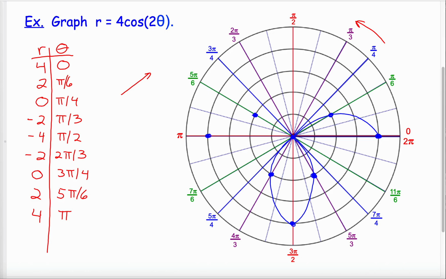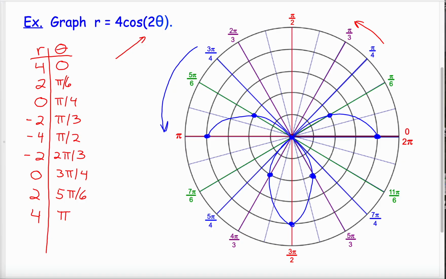So notice as I went from 3 pi over 4 to pi on my graph, my R values were getting bigger. And they went all the way out to here. All right, now I think I'm going to have to make another 2 columns here for my graph because I'm running out of space. And maybe I'll start writing smaller.